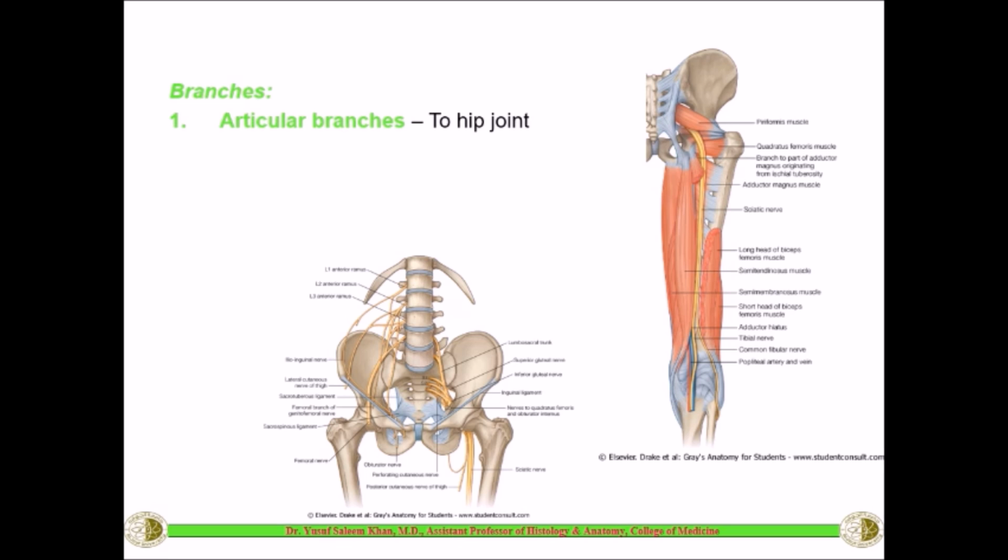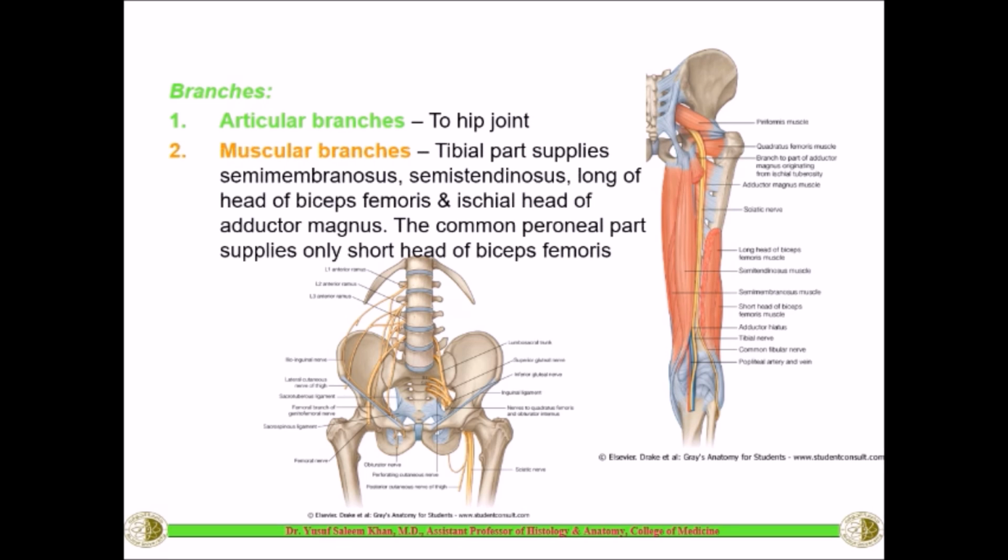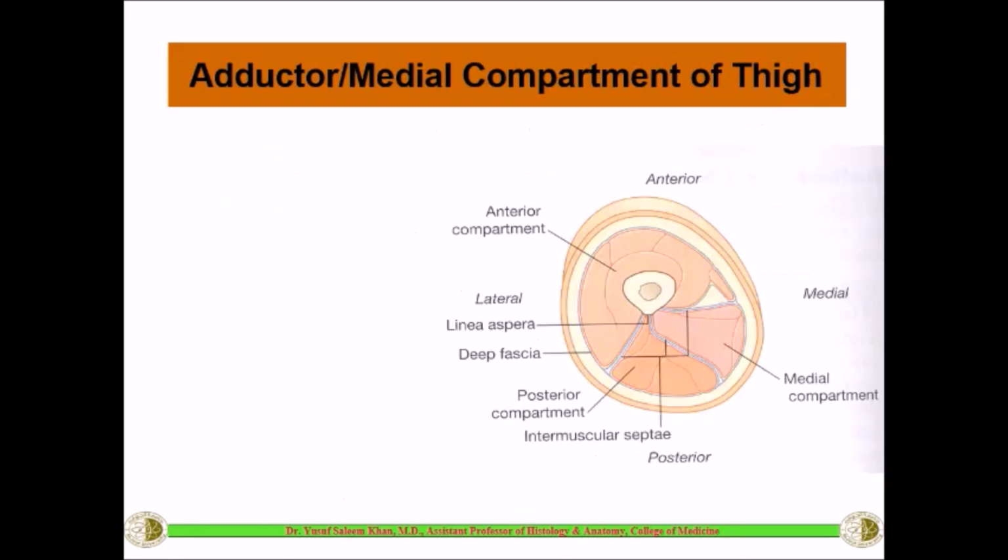Branches. It will be giving articular branches to the hip joint, and the muscular branches, as we already saw, it will be supplying some of the muscles in the thigh, the posterior compartment of thigh, especially the semimembranosus, semitendinosus and long head of biceps femoris, which is supplied by the tibial part, and the short head will be supplied by the common peroneal part. And this tibial part also supplies the ischial head of the adductor magnus, and the common peroneal part will be supplying the short head of the biceps femoris, as I said. Okay, so these will be the muscular branches in the thigh.